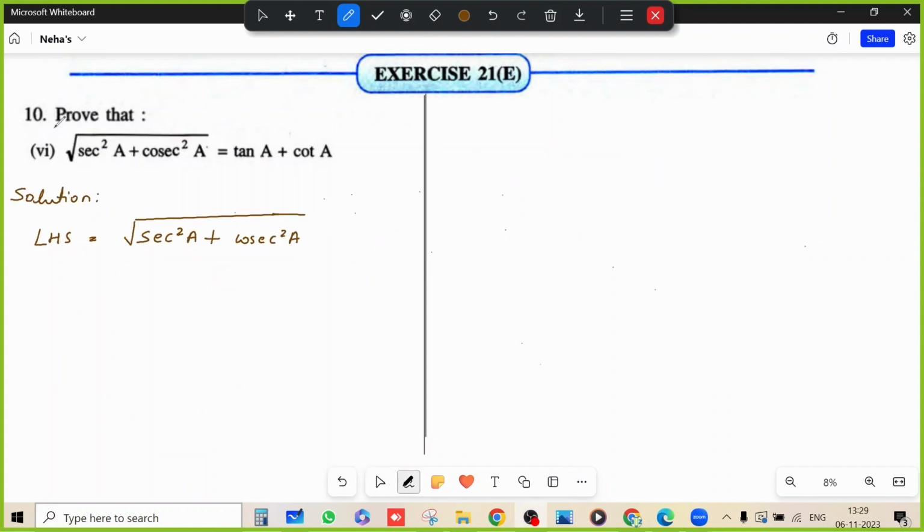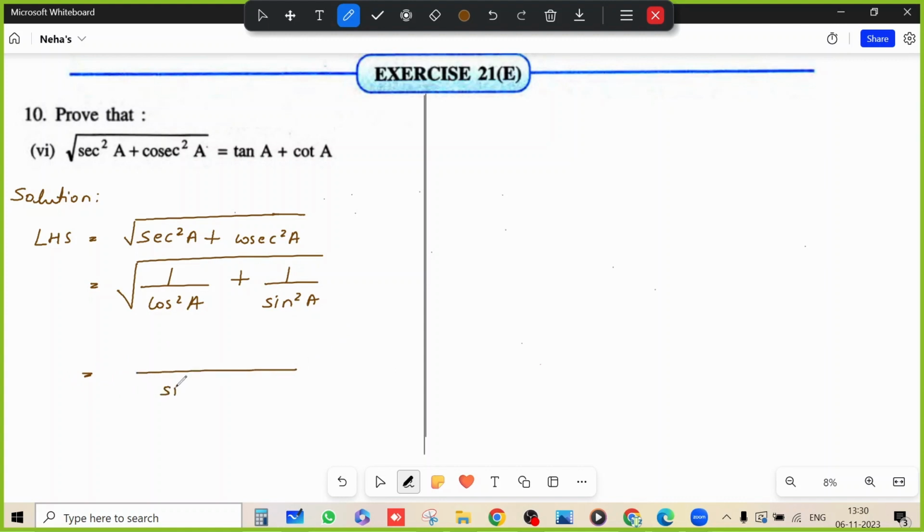In the sixth part of the question, we have to prove that square root of sec square A plus cosec square A is equal to tan A plus cot A. So let's begin with the left hand side first. So this will become 1 divided by cos square A plus 1 divided by sin square A. Now this is because sec A is equal to 1 by cos A and cosec A is equal to 1 by sin A. Now we will find out the LCM here.